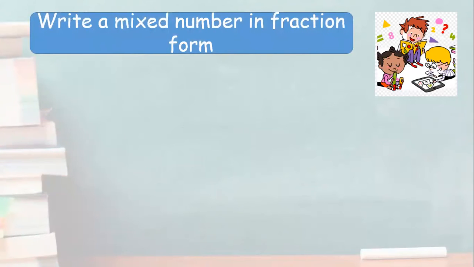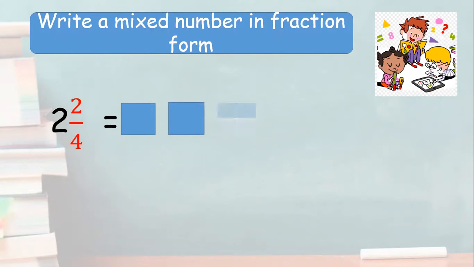Now, how do I write a mixed number in fraction form? If I have 2 and 2 quarters or 2 and 2 over 4, I have 2 completely shaded boxes and a third box that is divided equally into 4 parts. 2 of them are shaded. I have now 2 and 2 out of 4 since this box is divided equally into 4 small boxes.